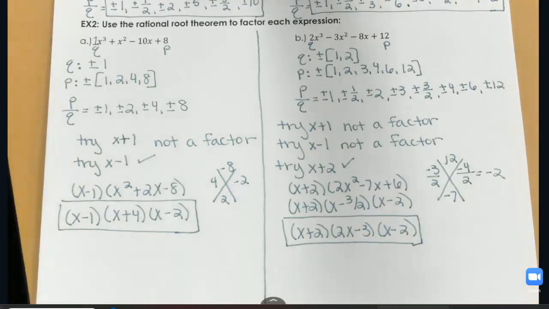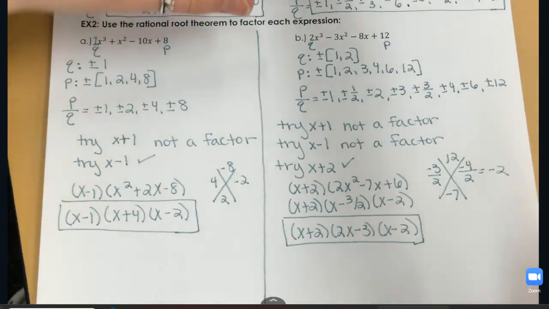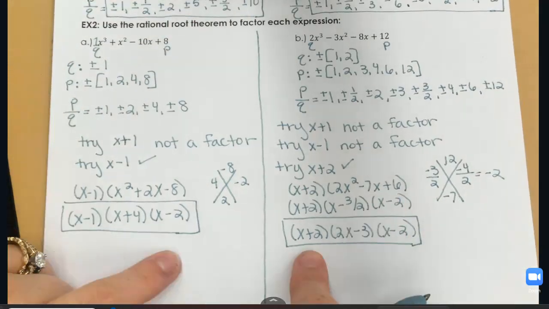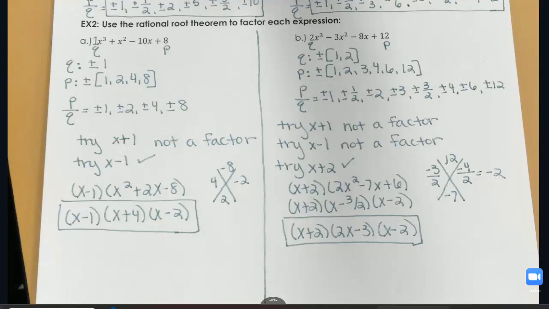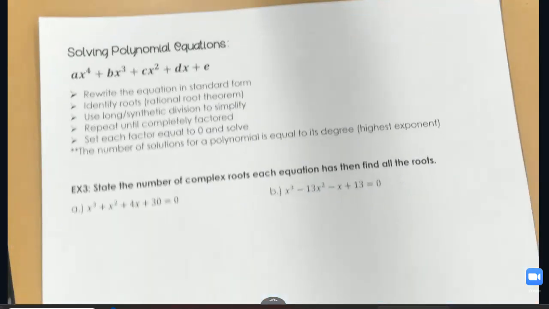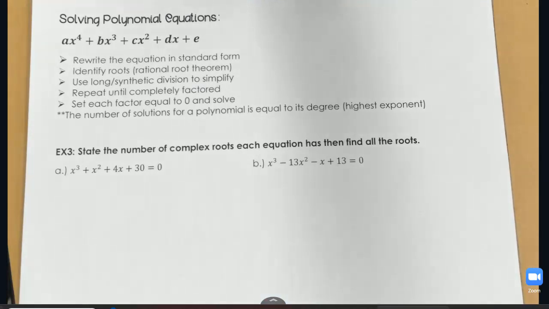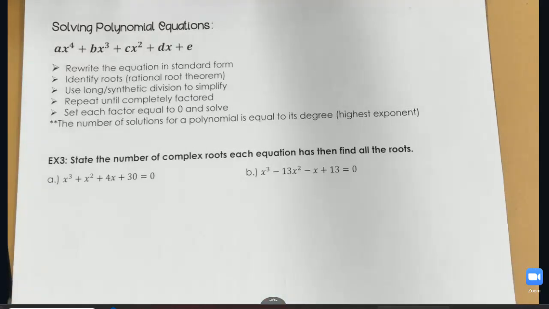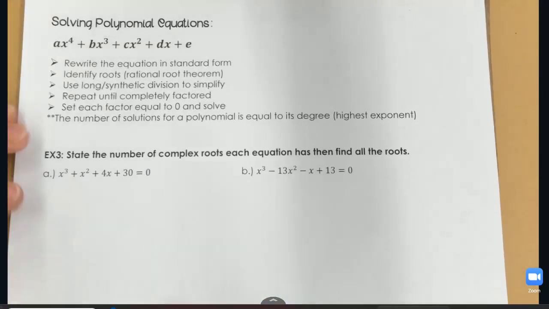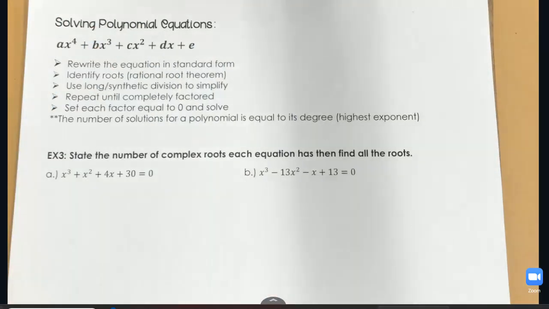So that is how you use your rational root theorem to factor, but what does that mean for solving? Well, once you get to this step, you would do what we have done when we solved by factoring with quadratics. You would set each factor equal to 0, and this time you're going to end up with more than 2 solutions. So again, the number of solutions is going to be the same as the degree of your polynomial. So if you have a degree of 4, you're going to have 4 solutions. If you have a degree of 3, you'll have 3 solutions.